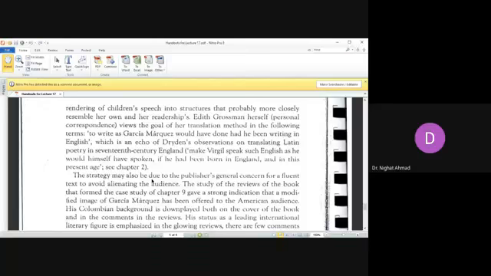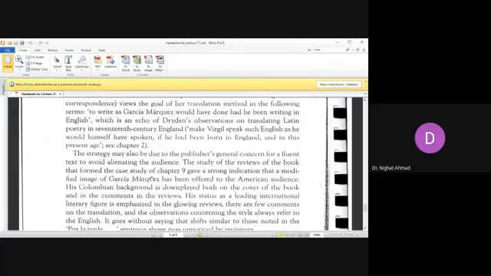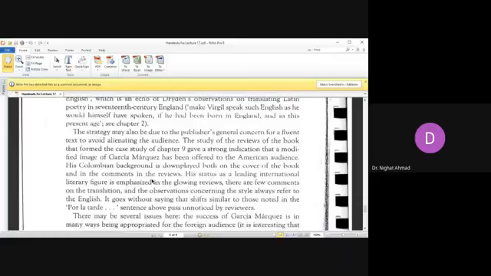And this strategy would also be due to the publishers' general concern for a fluent text, to avoid alienating the audience. If you look at the study of the reviews of the books that were published, it is an indication that a modified image of Garcia Marquez has been offered to the American audience. And remember that we talked about this concept of domestication and foreignization. So these things are at work, and sometimes his Colombian background is downplayed, both on the cover of the book and in the comments in the reviews as well.